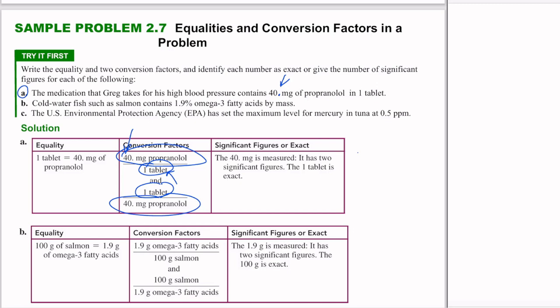Problem B says cold water fish, such as salmon, contain 1.9% omega-3 fatty acids by mass. So 100 grams of salmon is equal to 1.9 grams of omega-3 fatty acid. Because remember, percentage means that amount per 100. And here we're measuring in grams. So we can say that we have 1.9 grams for every 100 grams of fish. So that's 1.9 grams of omega-3 fatty acids per 100 grams of salmon, or 100 grams of salmon per 1.9 grams of omega-3 fatty acids. The 1.9 grams is measured and the 100 grams is exact.